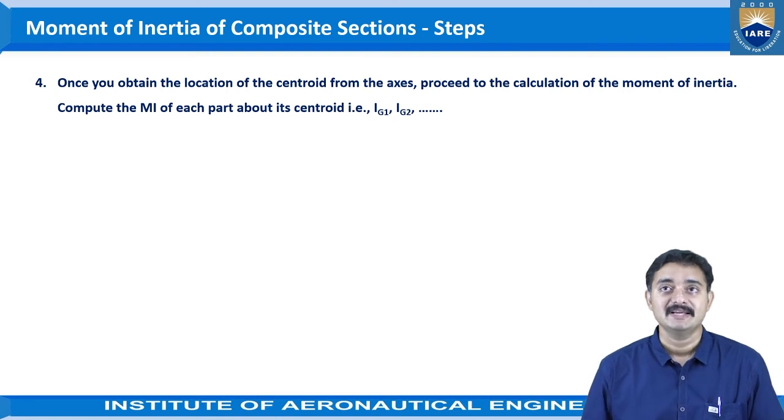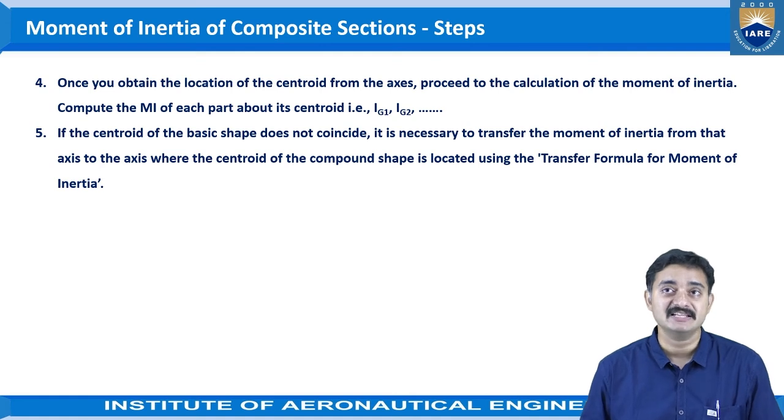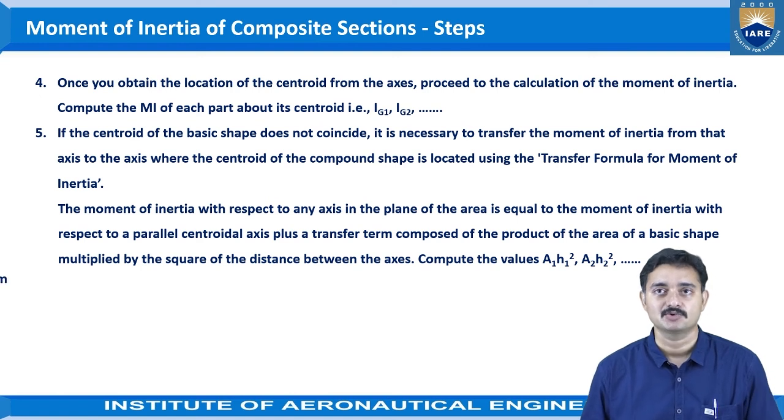Next step is to, once you obtain the location of the centroid from the axis, proceed to the calculation of moment of inertia. Compute the moment of inertia of each part about its centroid, that is Ig1, Ig2 and so on. If the centroid of the basic shape does not coincide, it is necessary to transfer the moment of inertia from that axis to the axis where the centroid of the compound shape is located using the transfer formula for moment of inertia. The moment of inertia with respect to any axis in the plane of area is equal to the moment of inertia with respect to a parallel centroidal axis plus a transfer term composed of the product of the area of a basic shape multiplied by the square of the distance between the axes. So compute the values A1 h1 square, A2 h2 square and so on.